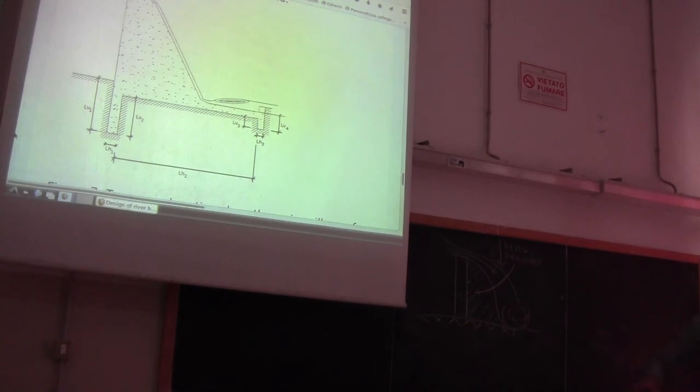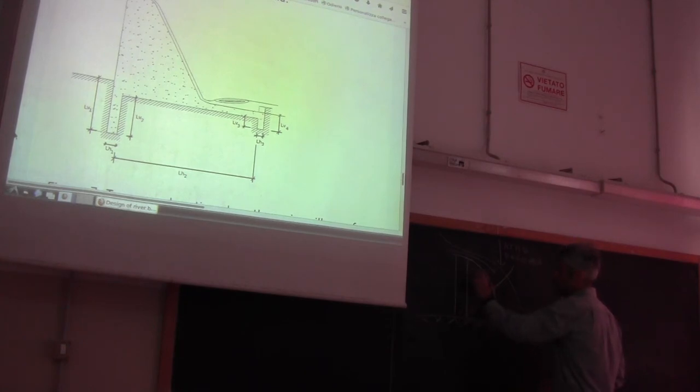And therefore, when we suspect that this situation may occur frequently, what is the solution? The solution is to fill this volume by extending the wall.